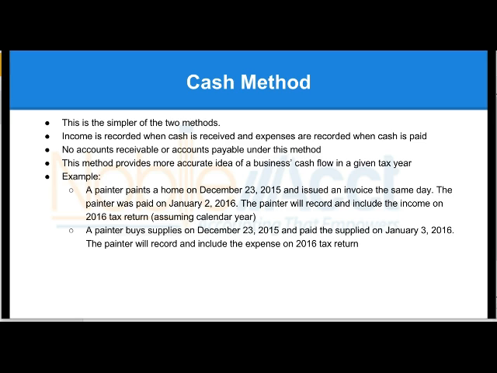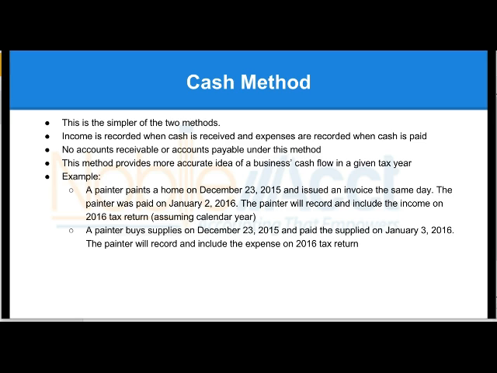But because of the timing issues of when the cash is received or paid out versus when the actual services or product was delivered or received, it does not portray a clear picture of a business's income or expenses for a particular tax year. So it's good to know a business's cash flow for a tax year, but it's not an ideal method for measuring a business's income or expenses for a given tax year. Now let's take a look at an example.